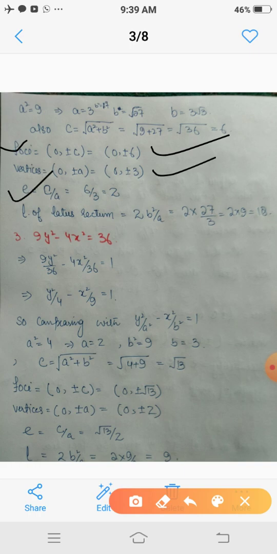Similarly, eccentricity is c by a, that is 2, and the length of latus rectum, that is 2b square upon a, is 18 units.